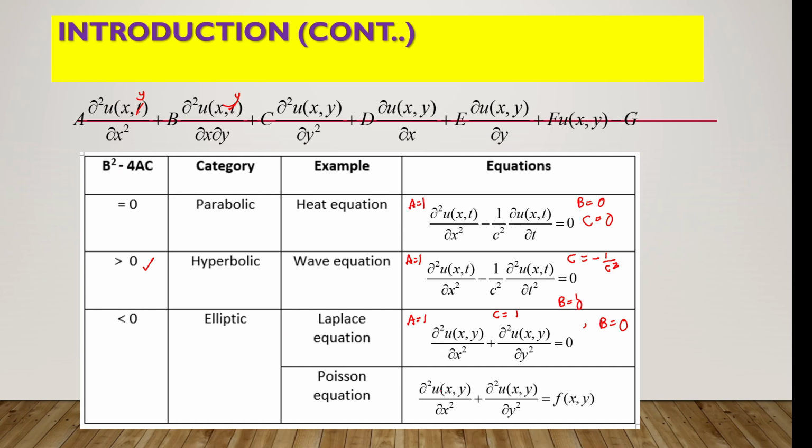That's why the Laplace and Poisson equations, where b squared minus 4ac is less than 0, are under the category elliptic. So for the second order PDE, we are going to learn these 4 types: heat, wave, Laplace, and Poisson equations. So far any question? We haven't gone into the detail. This is just an introduction. The PDEs that you're going to learn are the heat, wave, Laplace, and Poisson equations.